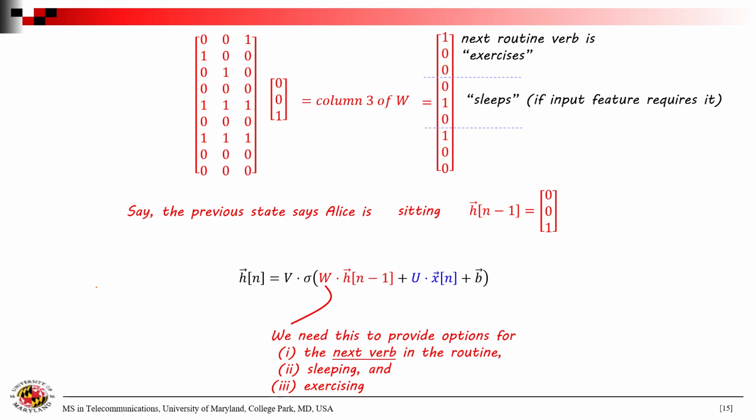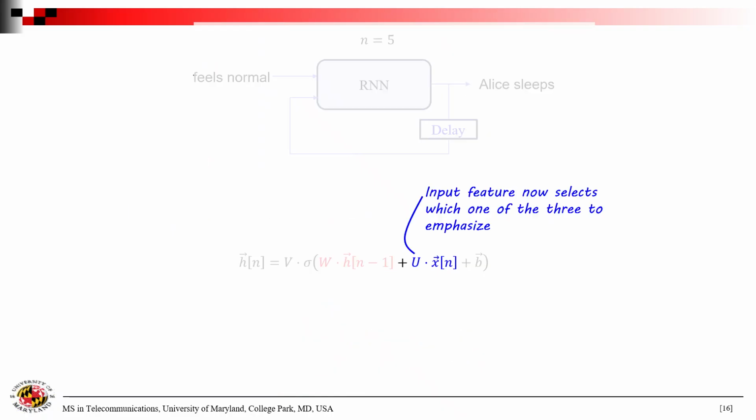But we still need the option of Alice sleeps in case she woke up tired, and finally we need the option for Alice exercises if the feature says that she woke up really rested and energetic. So this W does the job. For every single feedback possibility, all 3 feedback possibilities, it does the job correctly.